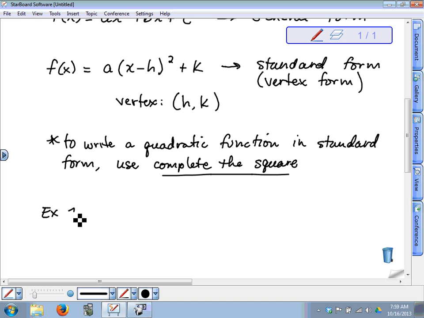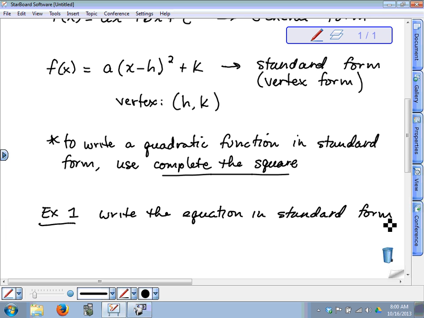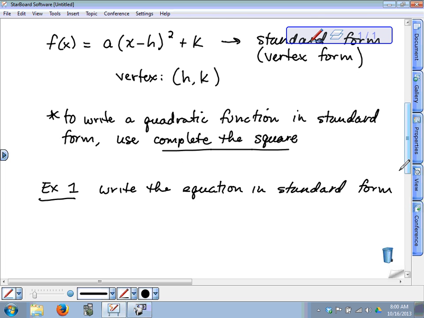Let's do example 1. Write the equation in standard form. Part A. The function is f of x equals x squared minus 8x plus 1. Just curious, does anybody happen to remember the process of completing the square? If you don't do it all the time, it's one of those things that's easy to forget.